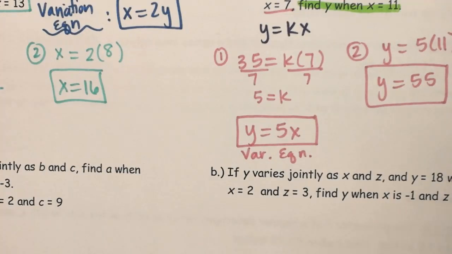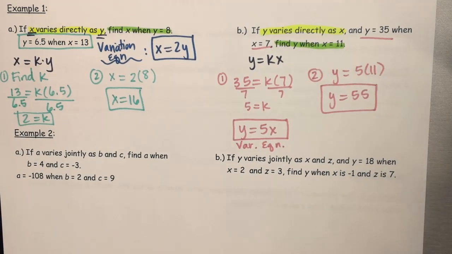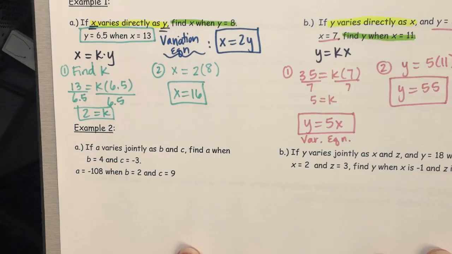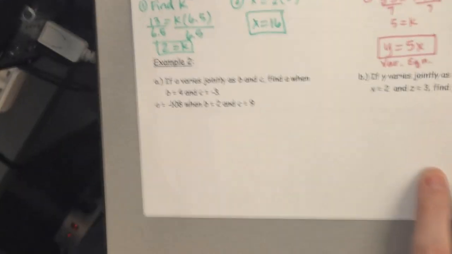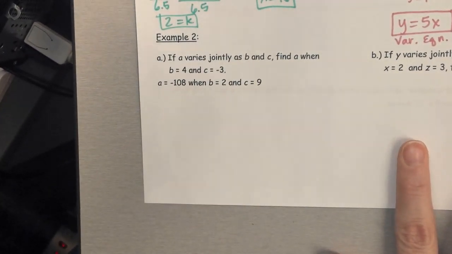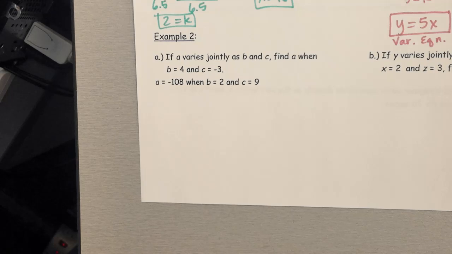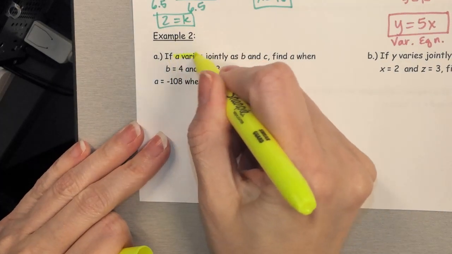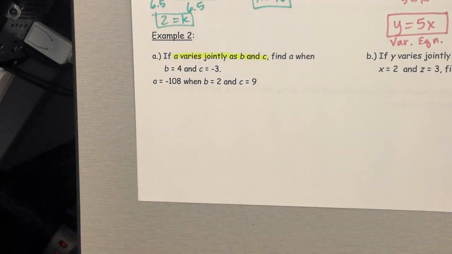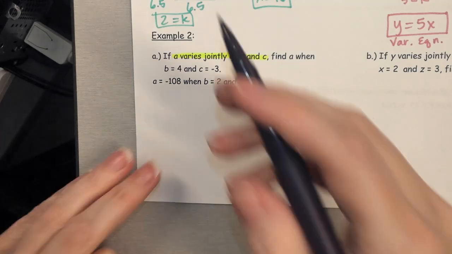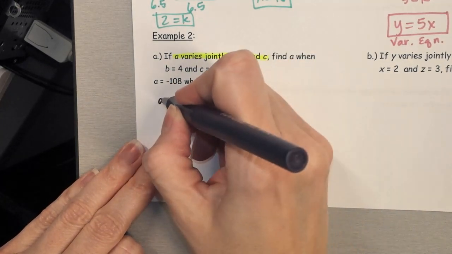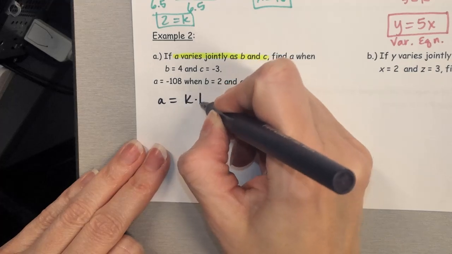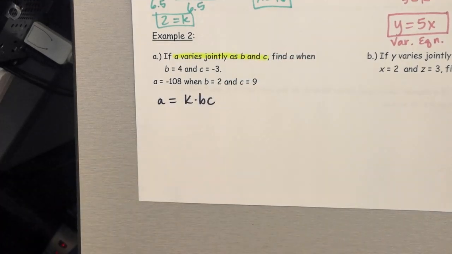All right, the next type is going to be some examples where they vary jointly. Okay, so if A varies jointly as B and C, means our equation is A equals K times BC. Okay, and we have to find A when B is 4 and C is -3.